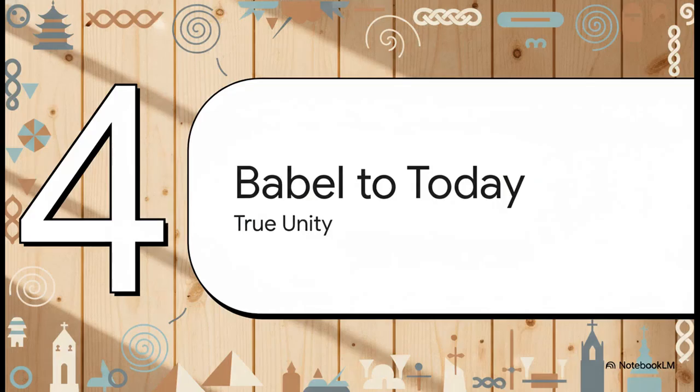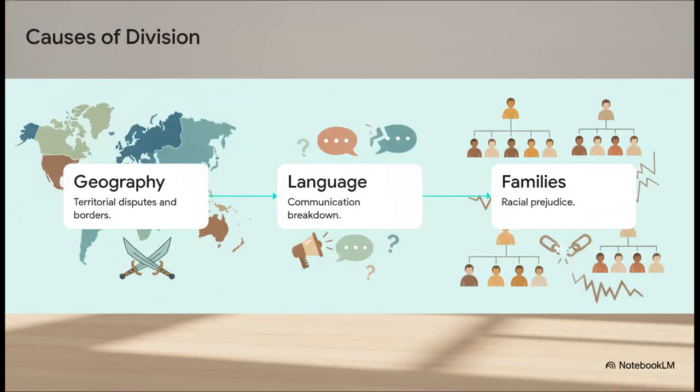Part 4, Babel to Today, Unity Across All Nations. You see, the ultimate dispersal of these 70 ancient nations isn't just an interesting historical footnote. It has intense, direct relevance to how we view the world right now. When God scattered the people at Babel, his grace and divine sovereignty were fully at work to keep humanity from destroying itself through unified rebellion.